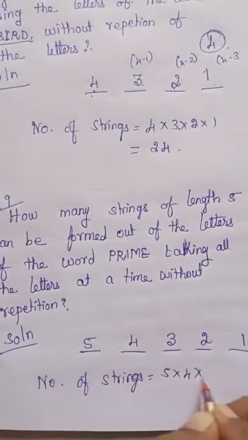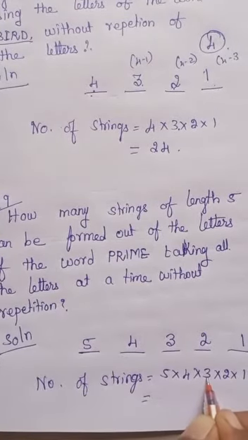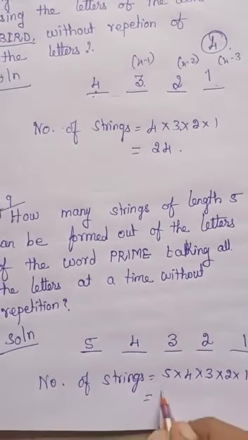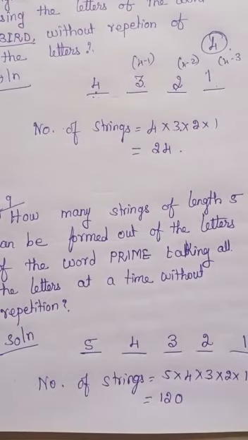5 into 4 into 3 into 2 into 1. So 5 into 4 is 20, 20 into 3 is 60, 60 into 2 is 120. See, in the next classes also we are going to use these methods in different ways. Here it is given without repetition. With repetition, what is the method? If the first letter is fixed, how to arrange the remaining letters, or if the last letter is fixed, how to arrange the other letters. Okay?